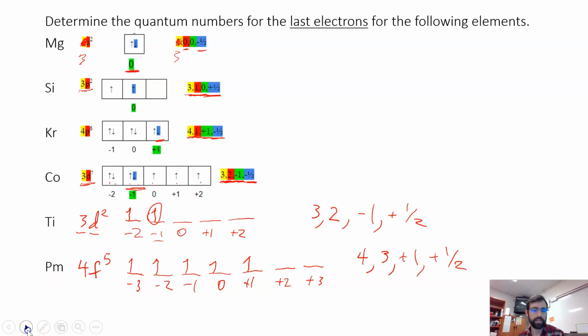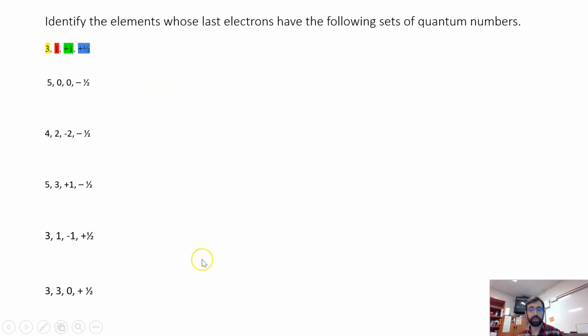All right, let's go to the next slide. And we've got the first one worked out with those colors, color-coded. The rest of them we can work through just writing it out. Identify the elements whose last electrons have the following sets of quantum numbers. Remember, the first quantum number tells us the energy level. So 3 is my energy level.